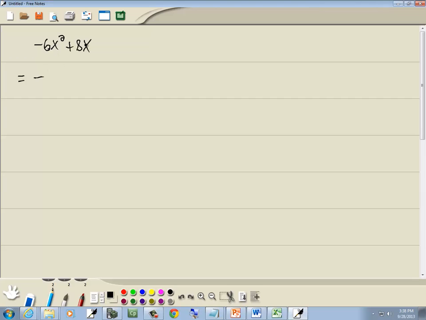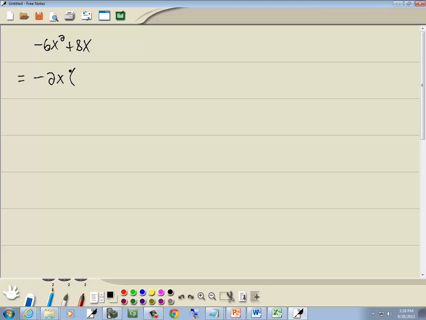Now we look at the numbers, 6 and 8. We look for the largest number that divides both of them, which would be 2. And then we want to bring out an x. If you've got x to a power and x to a power, you always bring out the one with the smallest exponent. And this is x, which is x to the first.